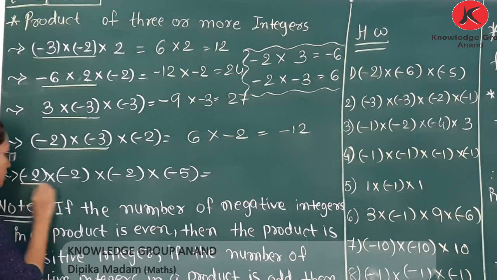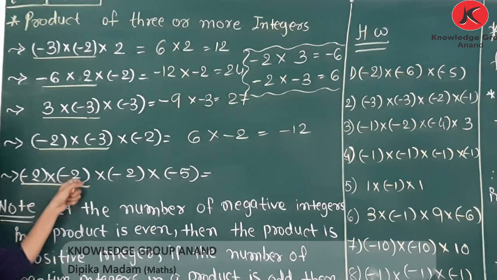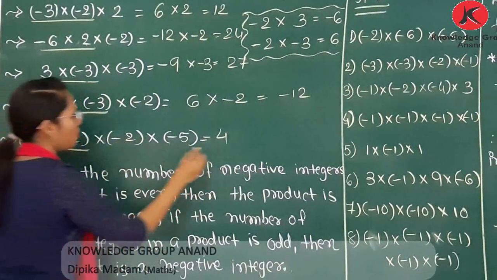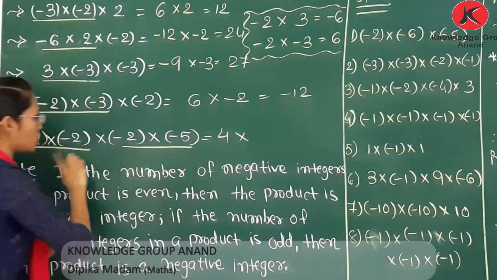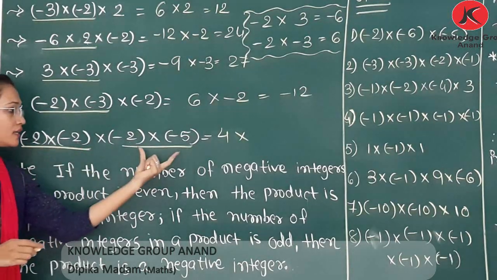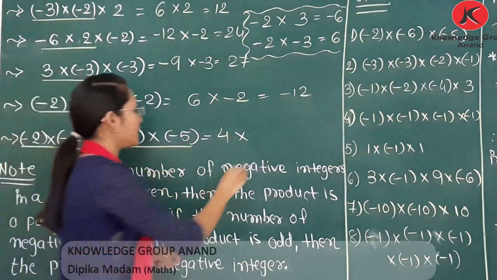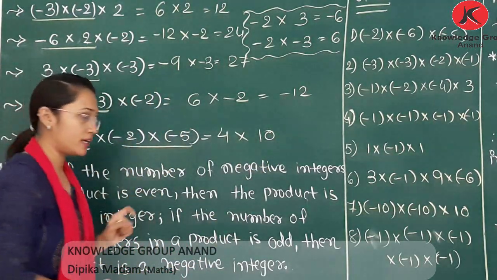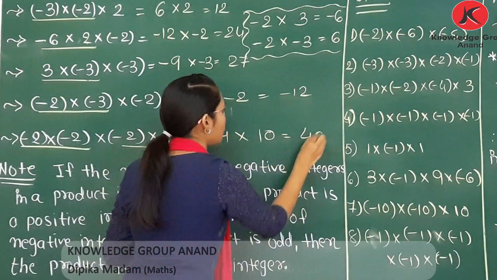Okay, now next one, minus 2 multiply minus 2, that is 4. Now multiply this number because here 4 integers are there. So we will make a group of the first two and the last two. So 2 5s are 10 but positive. Why? Because both are negative. So the answer will be 40.